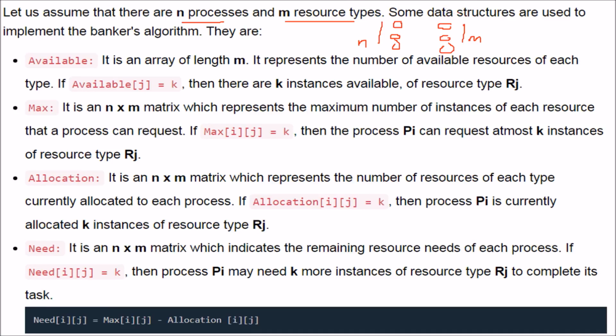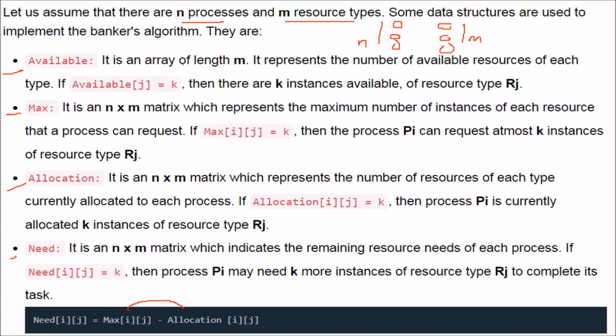So some data structures are used to implement the banker's algorithm. What they are, you can assume them to be matrices: available, max, allocation and need. So need should always be max minus allocation. Let me tell you how.